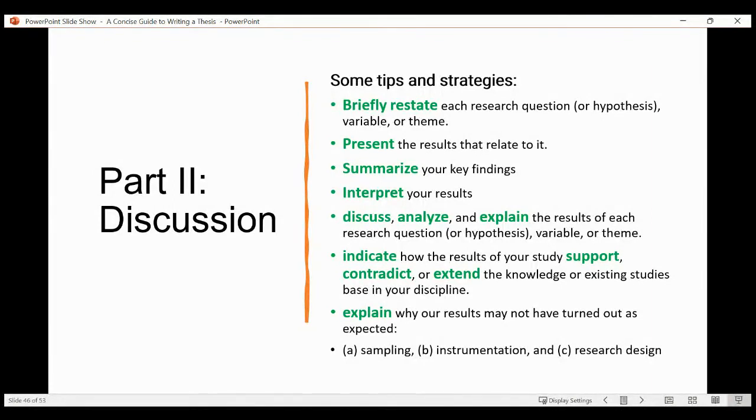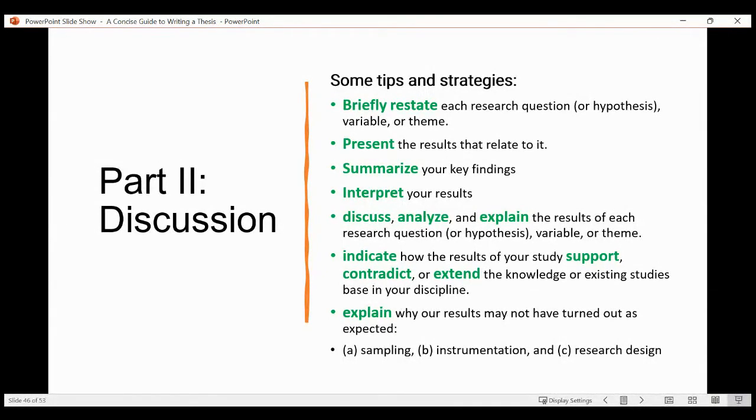Interpret your results. Discuss, analyze, and explain the results of each question or hypothesis, variable, or theme. For example, if you decide to structure your discussion chapter by theme, then use themes here and discuss, analyze, and explain. Indicate how the results of your study support, contradict, or extend the knowledge or existing literature.